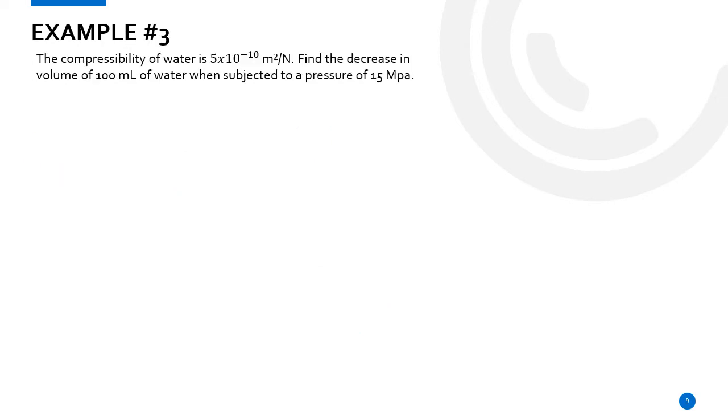The compressibility of water is 5 times 10 raised to negative 10. So that's its compressibility. Find the decrease in volume of 100 milliliter of water when subjected to a pressure of 15 megapascal. Okay? So let's list everything. Given first.